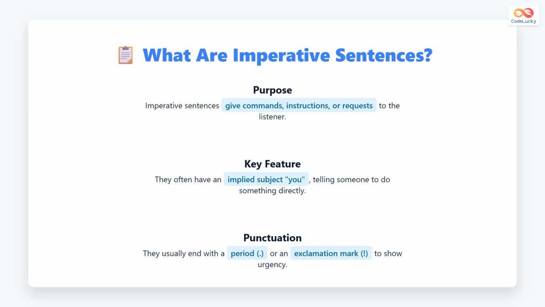Imperative sentences give commands, instructions, or requests to the listener. They have an implied subject, you, telling someone to do something directly. They usually end with a period or an exclamation mark to show urgency.